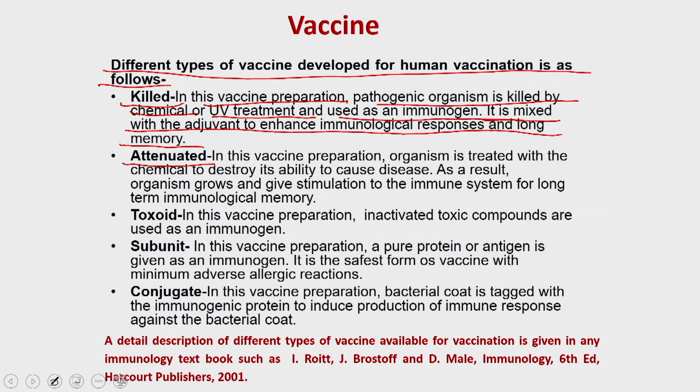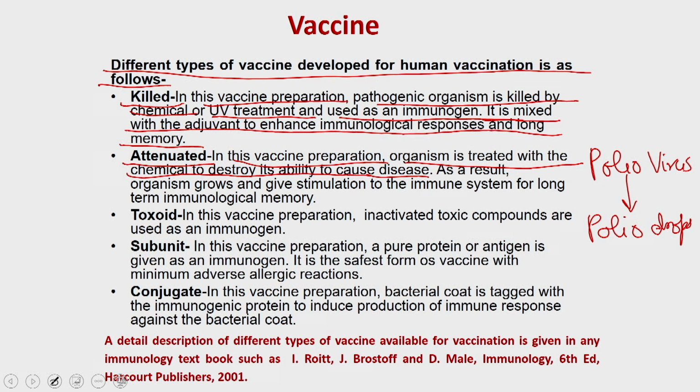The second is the attenuated organisms. In this vaccine preparation, the organism is treated to destroy its ability to cause disease. One of the classical examples is the polio virus. The polio drops we take for polio vaccination are nothing but the attenuated virus, which means it will still be able to propagate, but it will not be able to cause the disease. As a result, the organisms grow and stimulate the immune system for a long term immunological memory.